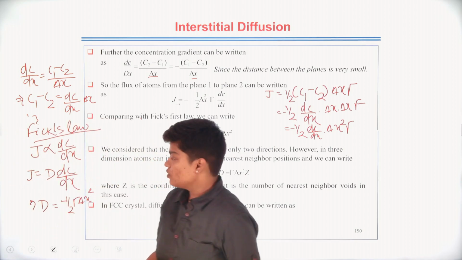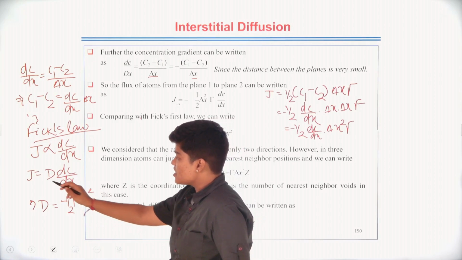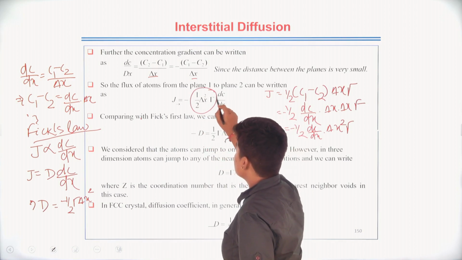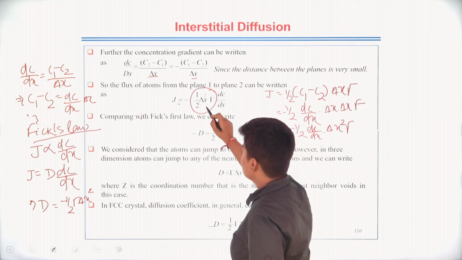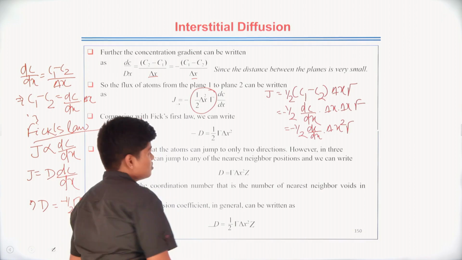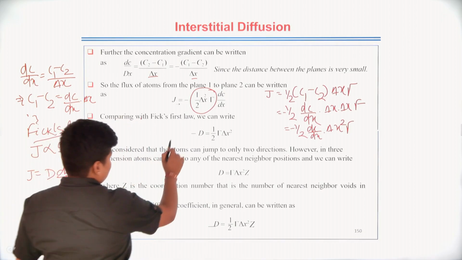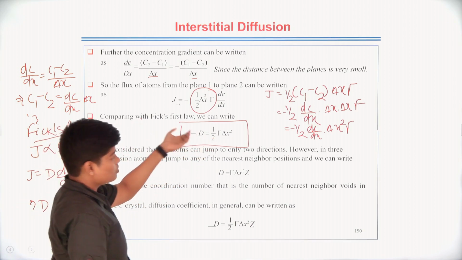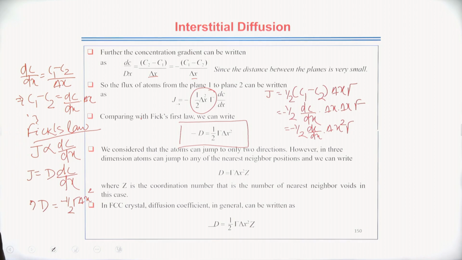Now from Fick's first law, J is equal to D dC by dx, and also J is equal to this much dC by dx. So here D will be half sigma del x square. This is the final equation, the relation between the jump frequency and the diffusion coefficient.